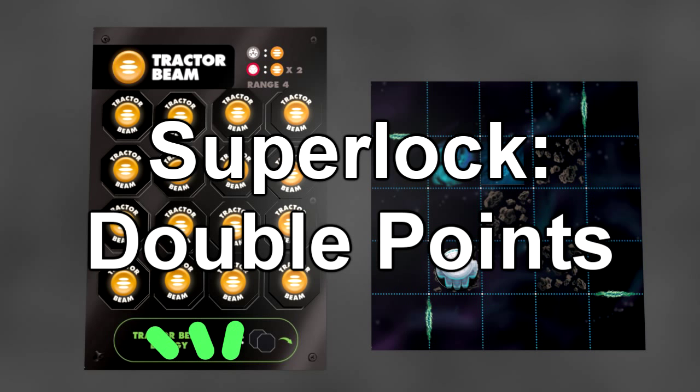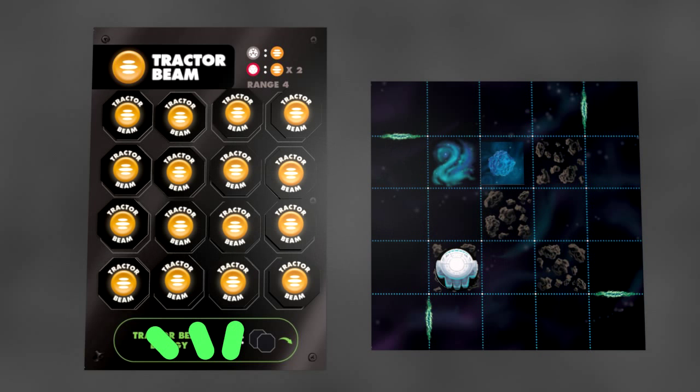If you have a super lock, the tractor beam points earned are doubled. So in this case, if we had a super lock, we would have had 6 tractor beam points from the 2 3 star tiles, which would have been enough to grab the crystal.